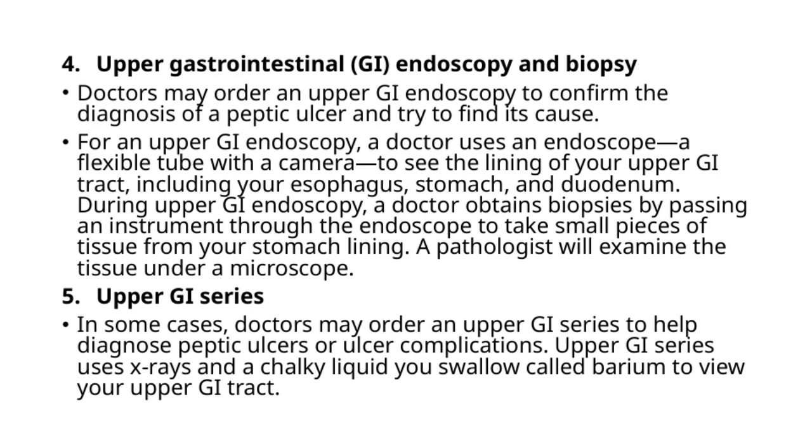inflammation, or other abnormalities. In some cases, instead of an endoscopy, a doctor might order an upper GI series. This is a different type of test that uses X-rays along with a chalky liquid called barium that you swallow. The barium coats your upper GI tract, making it visible on the X-ray images. This helps the doctor see the structure of your esophagus, stomach, and duodenum and identify any ulcers or complications.